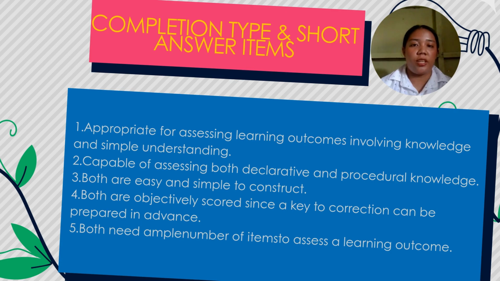short explanations. Number two, capable of assessing both declarative and procedural knowledge. Declarative knowledge refers to knowing the what, facts or information, while procedural refers to knowing the how, steps or methods. Both completion and short answer items can test this, for example, identifying a concept or explaining a process.